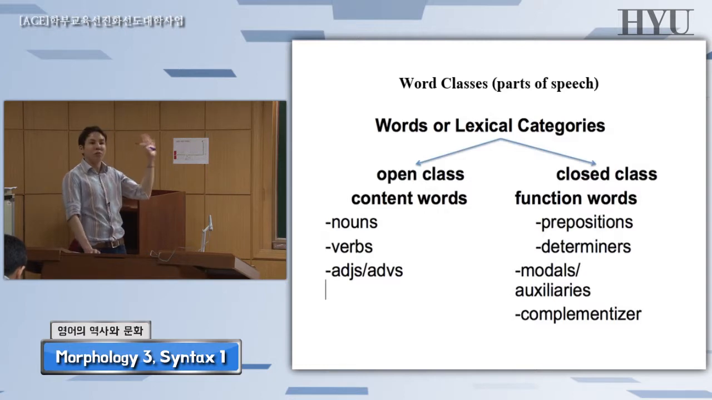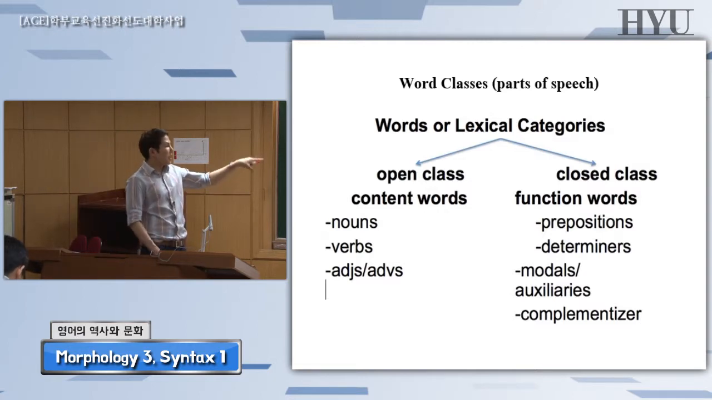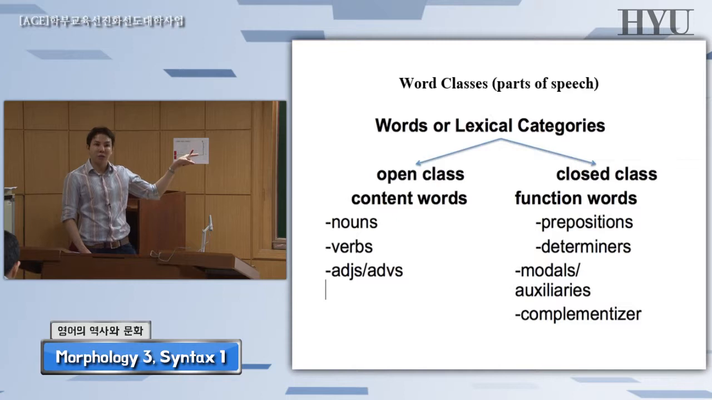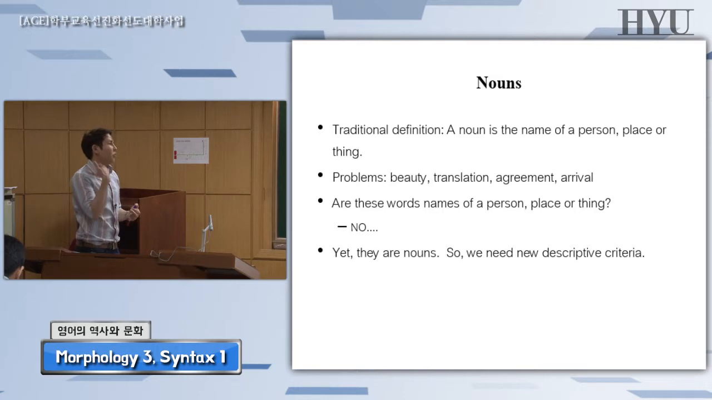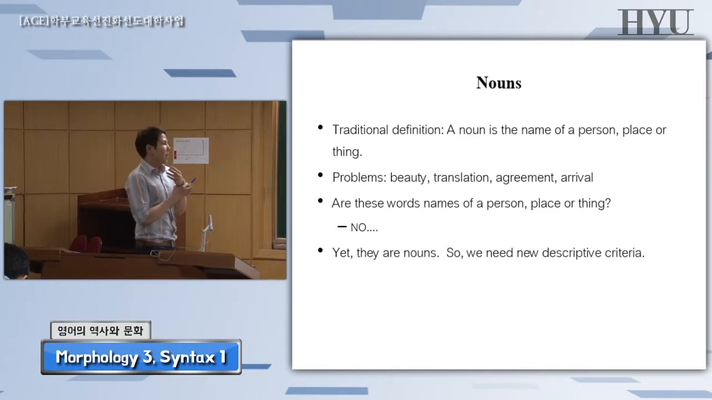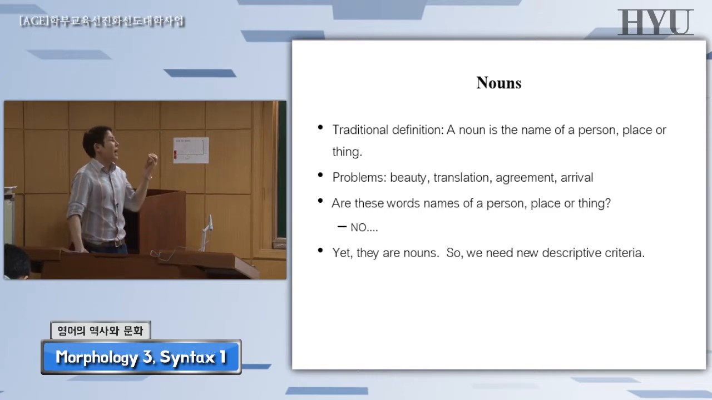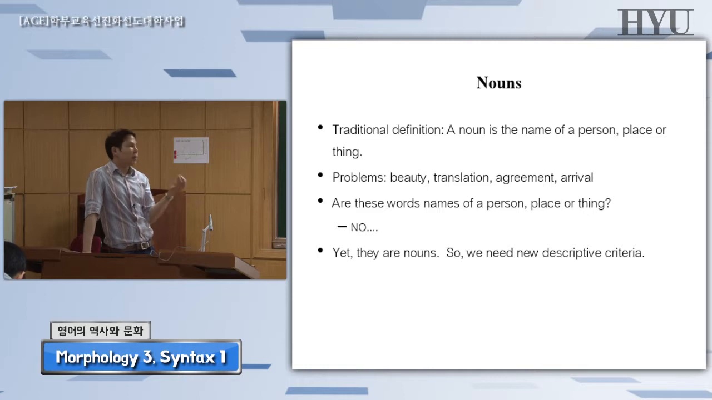So there are two major classes. And we'll study the open class group first. Okay? For nouns, how do we tell what word is a noun and what word is not a noun, right? The traditional grammar definition of a noun is the name of a person, place, or thing, right? That's the traditional grammar description. But there are problems, okay?